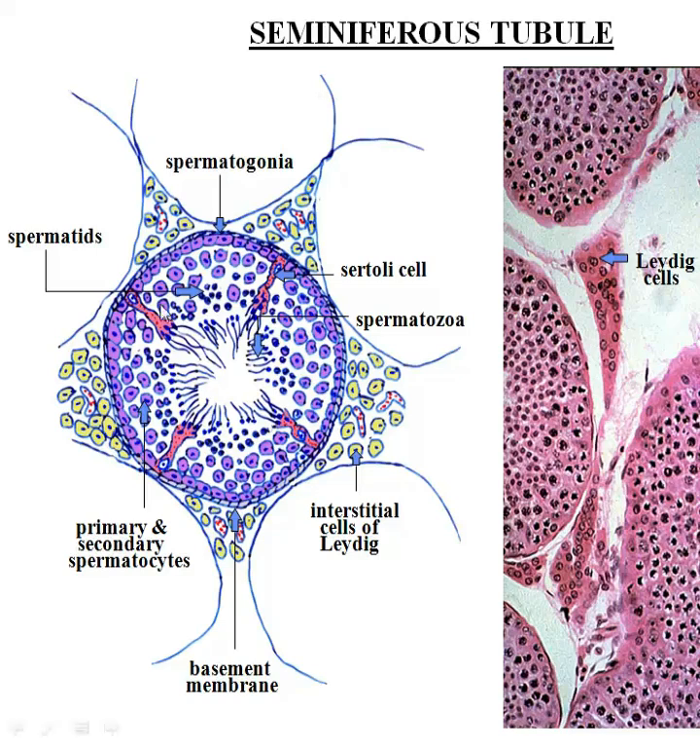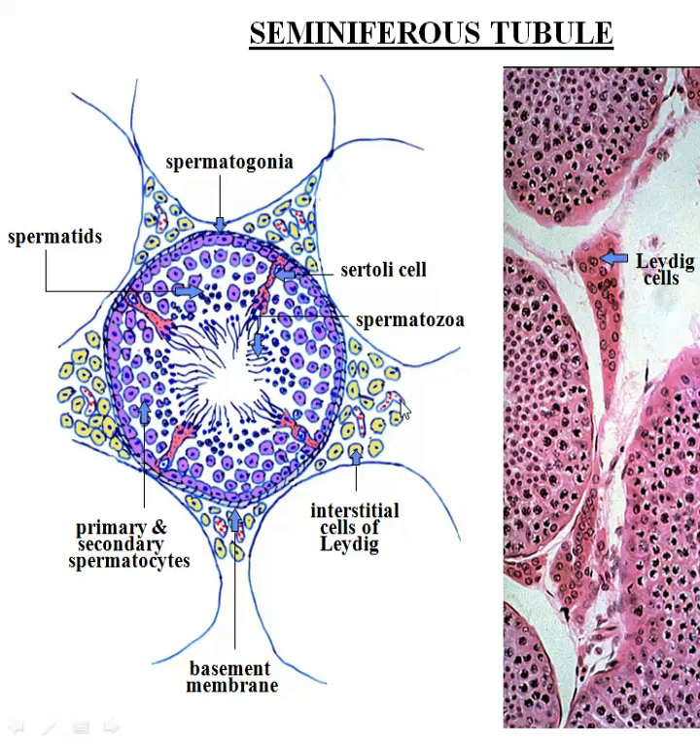Okay. Now around this seminiferous tubule, what else do you see? These are the interstitial cells of Leydig. These yellow colored bodies are interstitial cells of Leydig, and this structure with red spots in it is a blood vessel. To indicate blood vessels, they generally use such a thing.